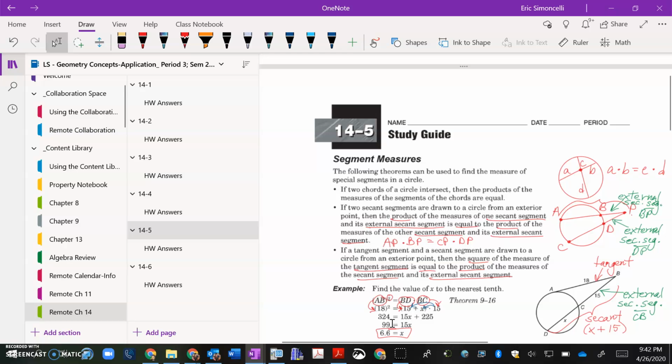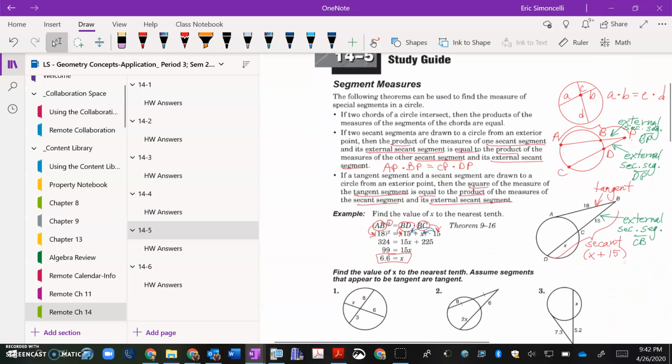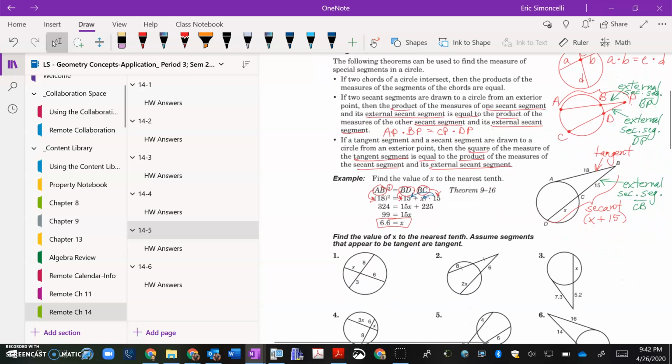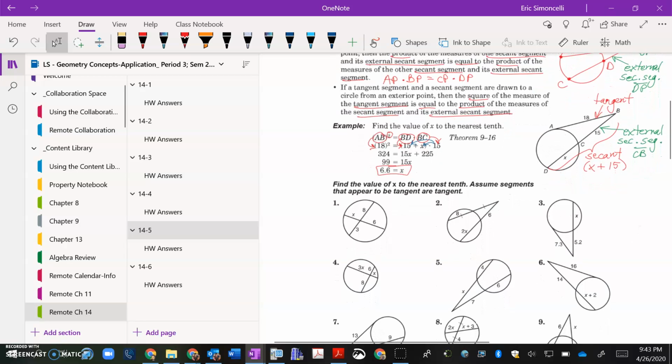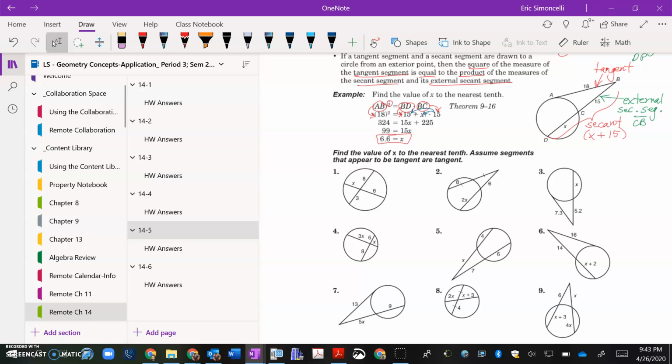So that's the third theorem in application. Now these theorems are a bit more involved, I would argue, than some of the other ones we've looked at prior to this. But if you take your time and label things, it should relate very nicely to the more generalized depictions that I've noted above. Let's move on. Find the value of x to the nearest tenth. Assume segments that appear to be tangent are tangent.